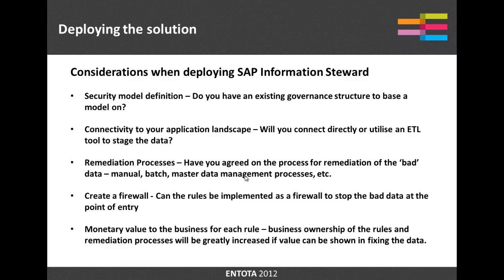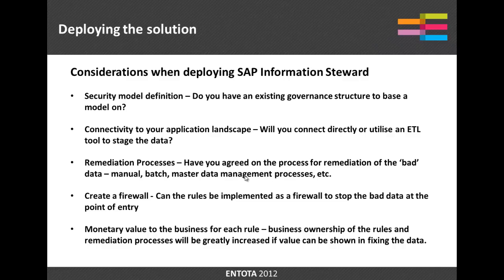The next question will be, can we create a firewall? The first step is obviously to monitor and understand that we've got bad data and how to fix it, but can we put the rules in place to stop the bad data getting into the system in the first place? That could be as simple as performing in the data migration and ensuring your validations and your rules are applied correctly in the migration.